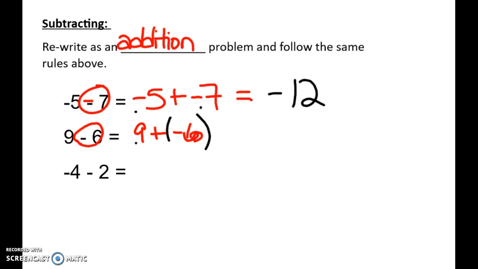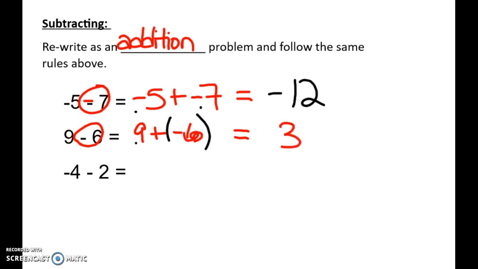Which team would win? Who has more people on the team? We have 6 negatives and 9 positives, so the positives would win. Our answer will be positive, and we're just going to subtract the numbers. 9 minus 6 is 3.